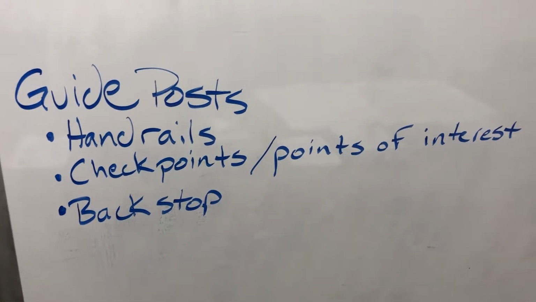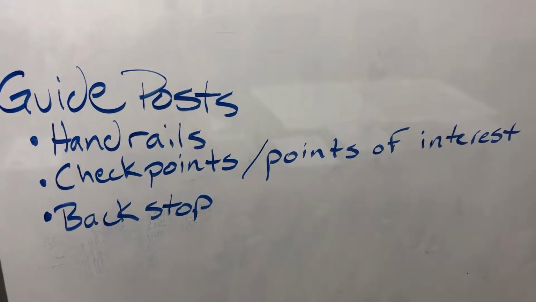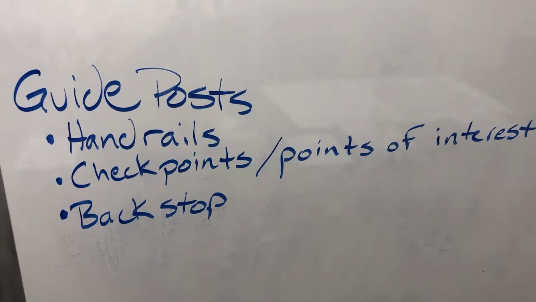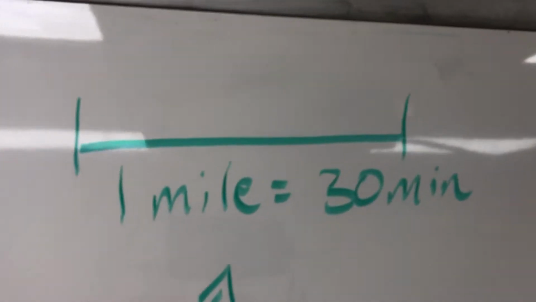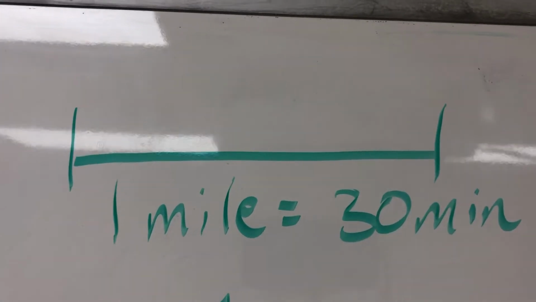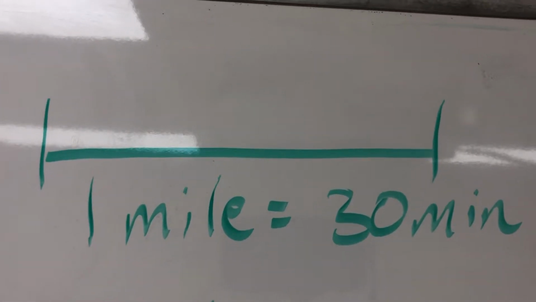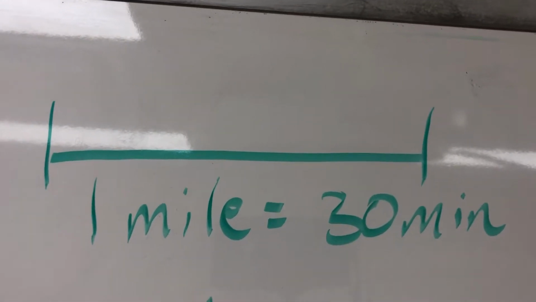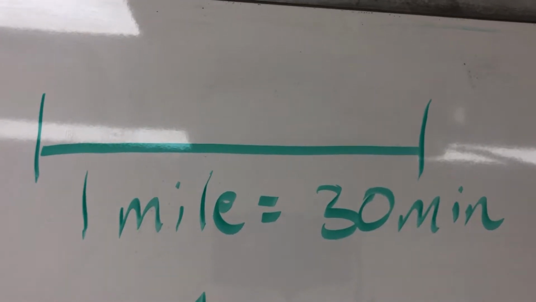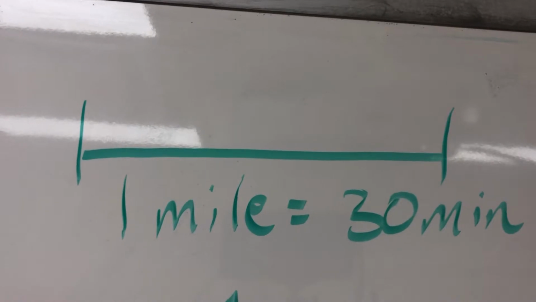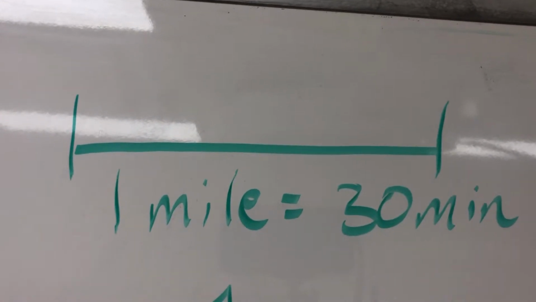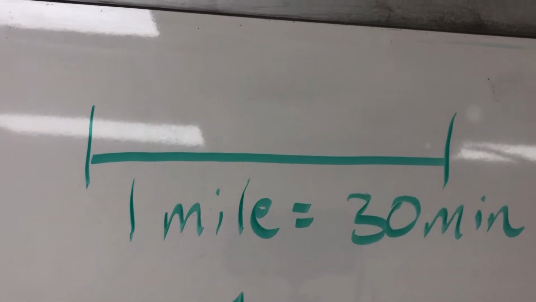These are things to help you along the way. Now, how are we going to estimate how all this is going to happen? I have a few things up here. Generally, when you are hiking or backpacking with a group, you have some good weight on your back. The group itself is going to be going at 1 mile per 30 minutes, or 2 miles an hour.